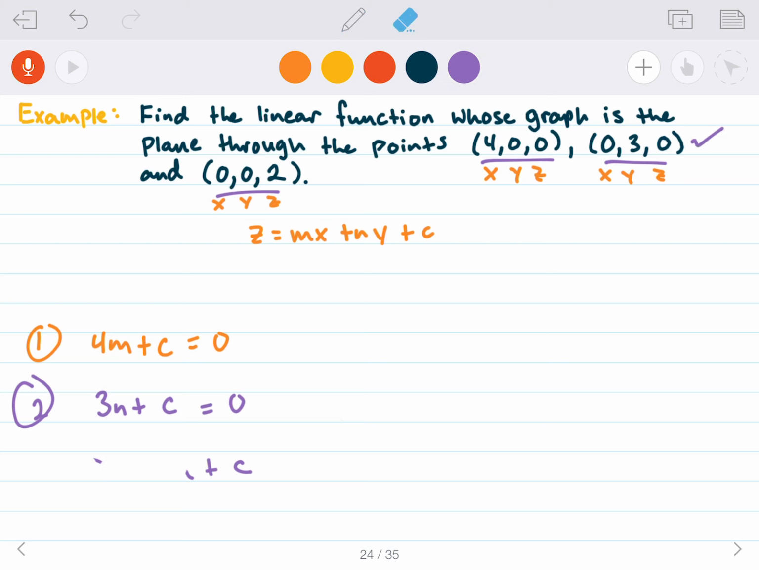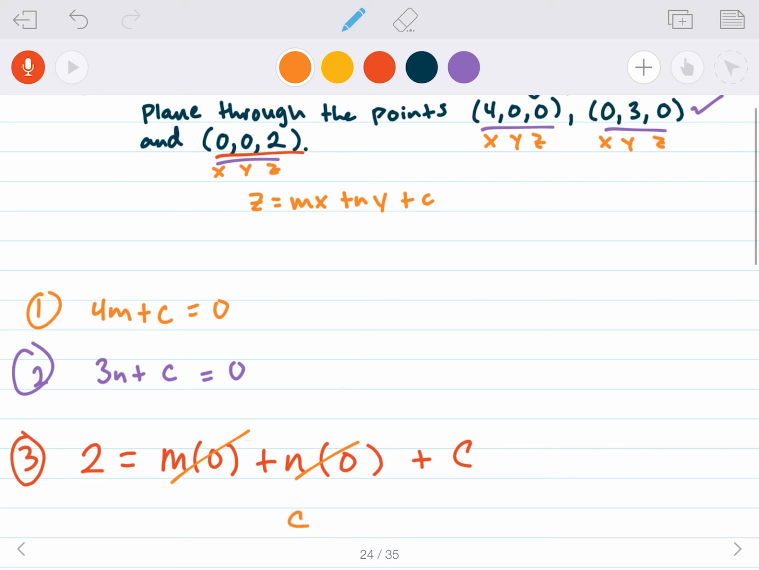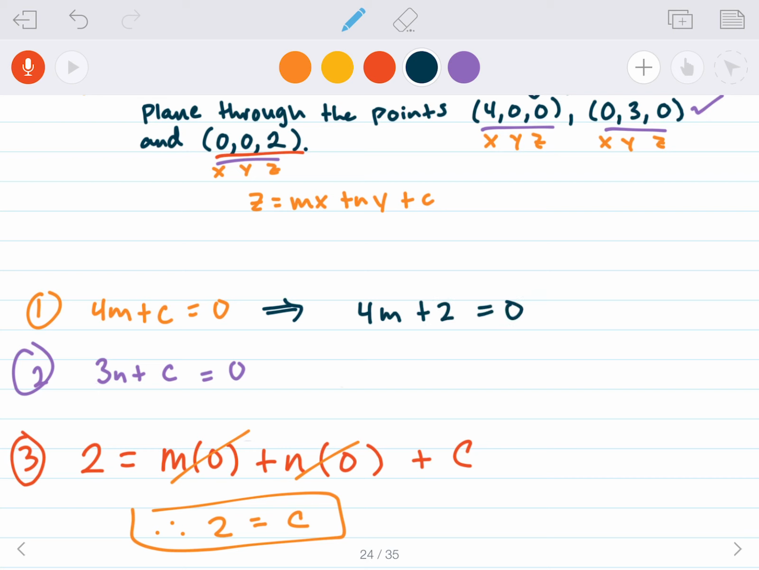And finally, the last point, we have 0, 0, 2, so we have z equals m times x plus n times y plus c. And this is actually really nice. This is nicer than the first one that we did, because these both clear to 0, and we're just left with c equals 2. Therefore, c equals 2. And now that we have c, this is easy, because this equation becomes 4m plus 2 equals 0. Solve for m.